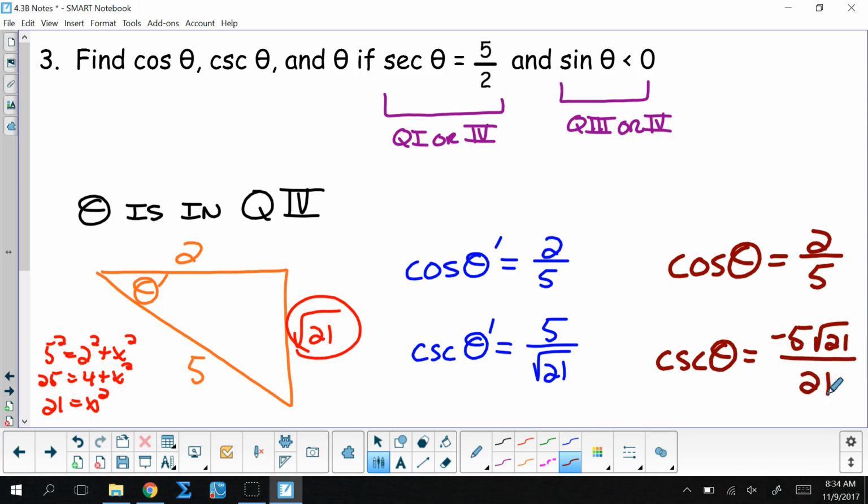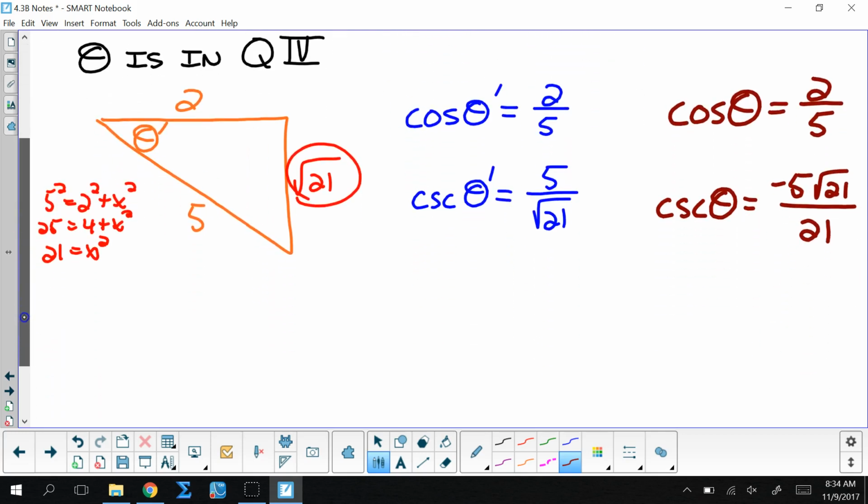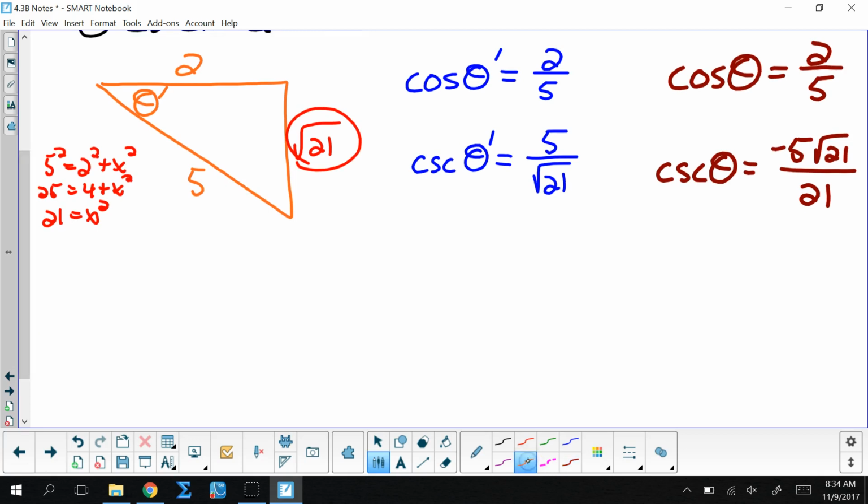How do you get the, why do you do the hypotenuse over the? Because it's cosecant. Cosecant is the reciprocal of sine, right? And sine is opposite over hypotenuse. Oh, okay. So cosecant would be hypotenuse over opposite. Yeah. Okay?